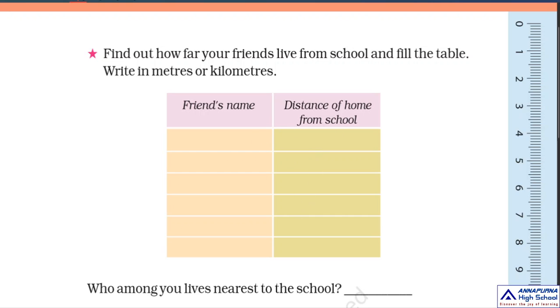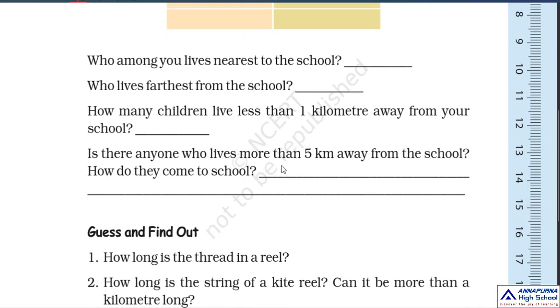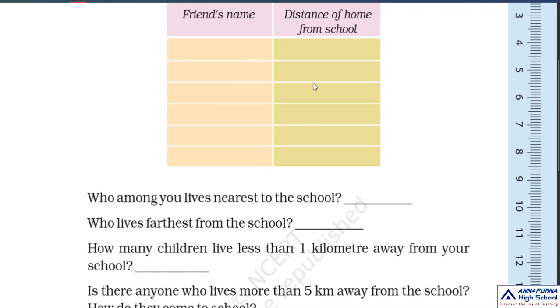Okay children, after you fill the table, you have to answer these questions, ma. Who among you lives nearest to the school? Maybe Covid, his house is very close to our school, na ma. Write your friends' names, collect from your friends, ma. Who lives farthest from the school? Maybe Rakesh, Hamsacha, they came from Chopella, na ma. And Bhargav, Vaishnavi, they live farthest from the school.